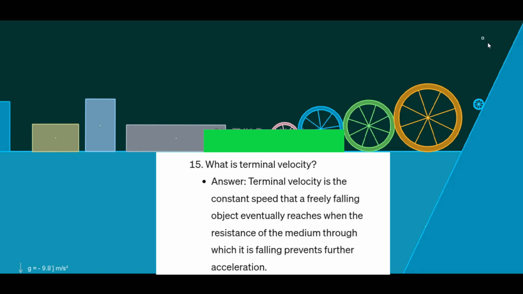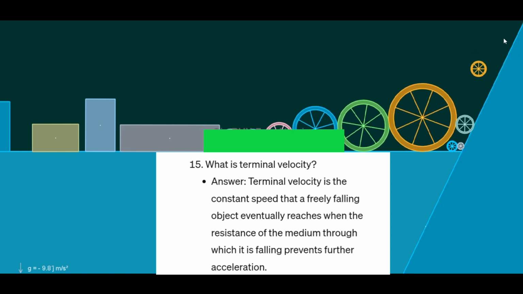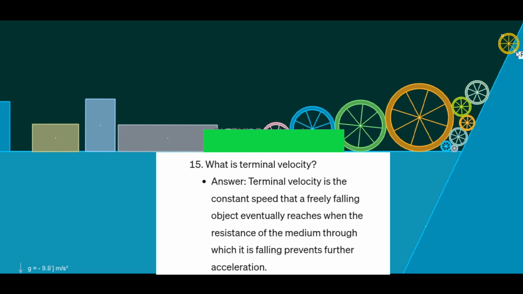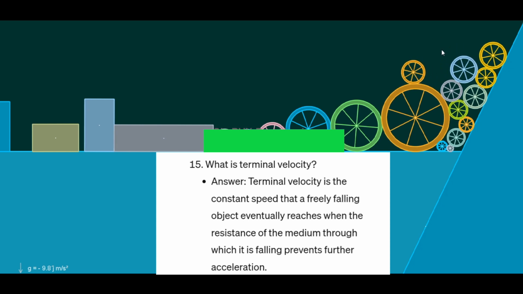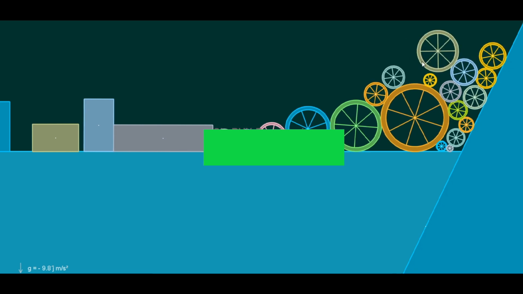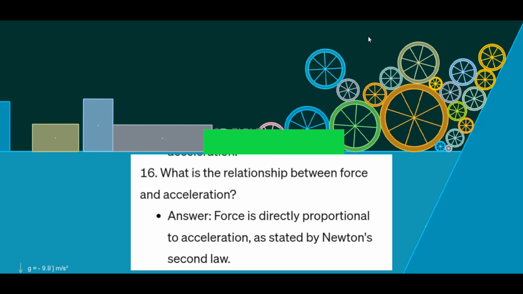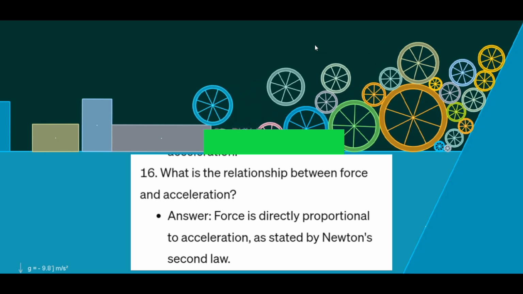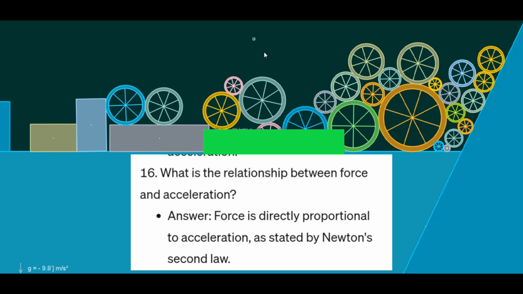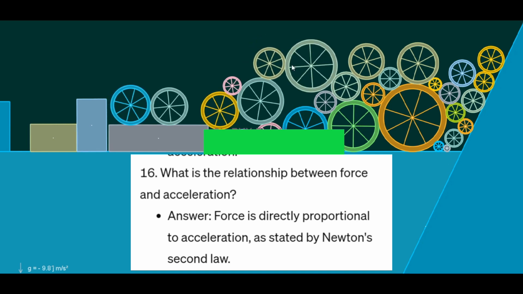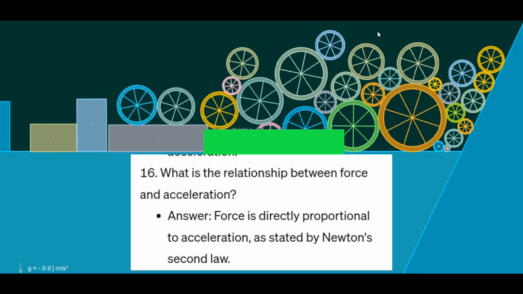What is terminal velocity? Answer: terminal velocity is the constant speed that a freely falling object eventually reaches when the resistance of the medium through which it is falling prevents further acceleration. What is the relationship between force and acceleration? Answer: force is directly proportional to acceleration, as stated by Newton's second law.